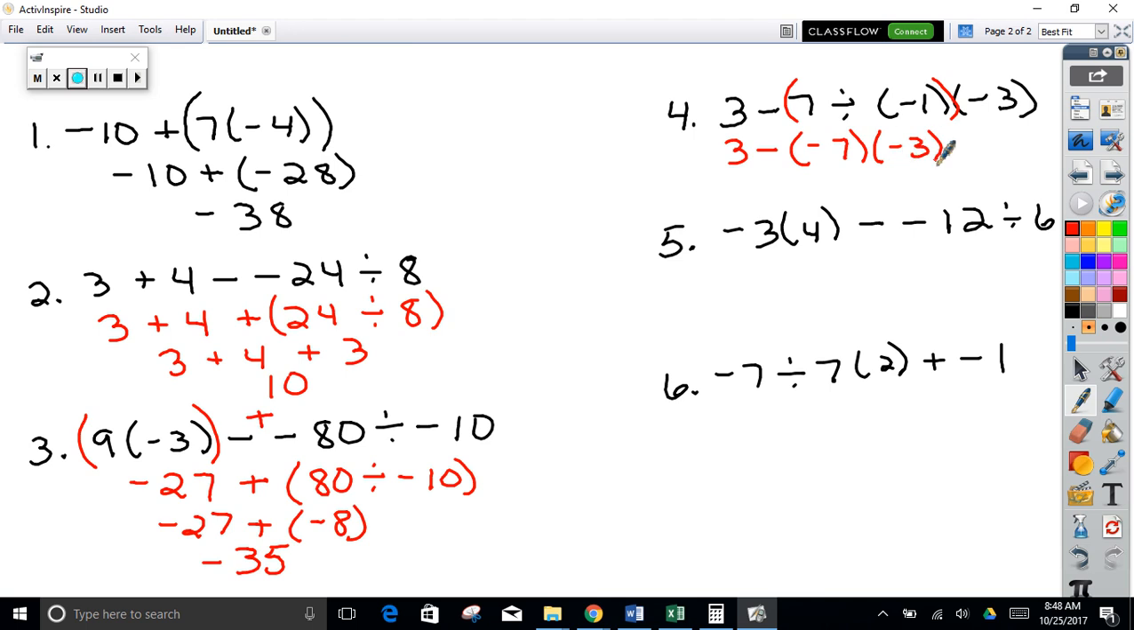Okay, then what did you do? I multiplied -7 times -3 and got 21. Okay, so you got 3 minus 21, and then? And then 3 minus 21 equals -18. Good.